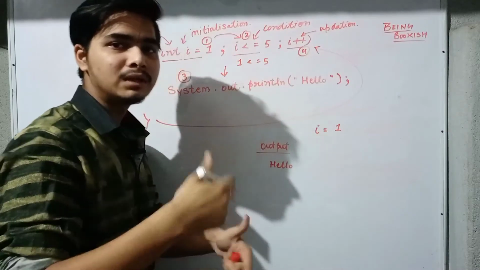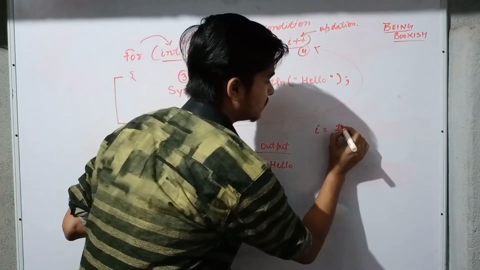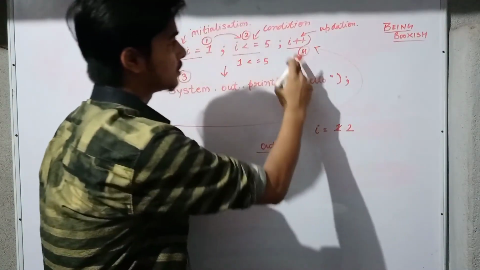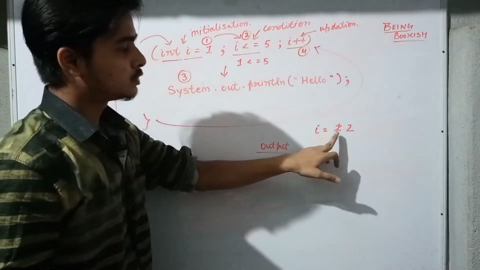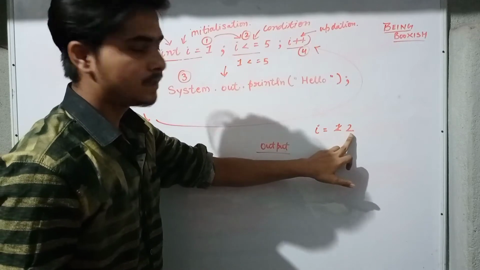That means what? To increment the value of I by 1. So now the next value of I will be 2, because I plus plus means what? Increment the value of I by 1. Previously our I value was 1. Now next time the I value will be 2.